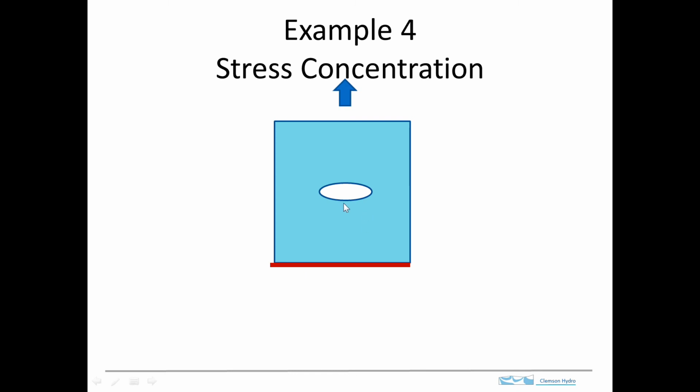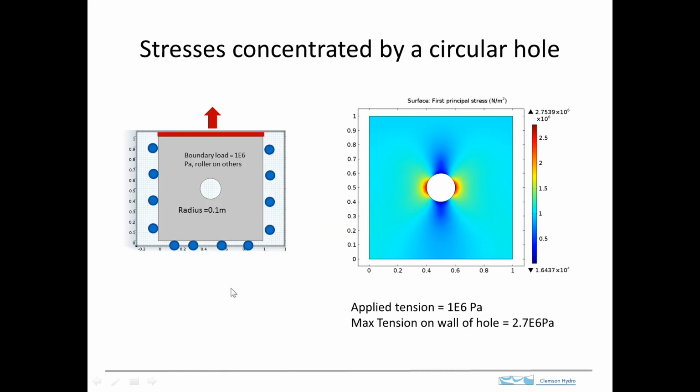And now let's take a look at what happens if we have a hole here. And then we pull on it, and this hole will concentrate the stresses. So the first example that we'll look at is for a circular hole. So this is an ellipse, but a circle is a special case of an ellipse where the two axes are the same length. So this is the problem. We've got this square block and a circular hole here, same boundary load and same rollers along the boundary. And when we do this, we get a result that looks like this.